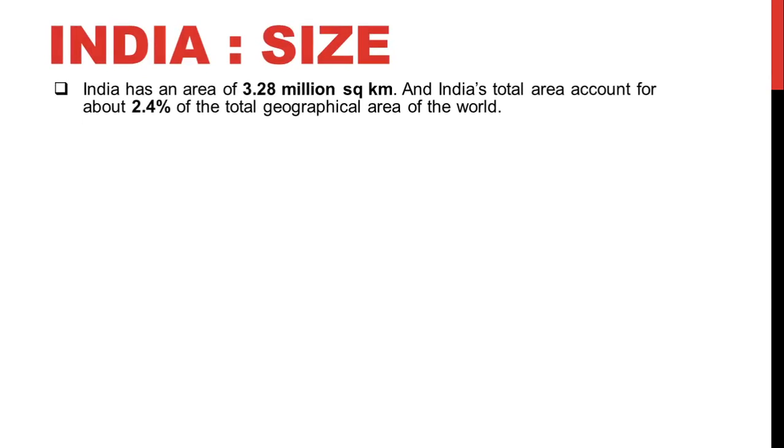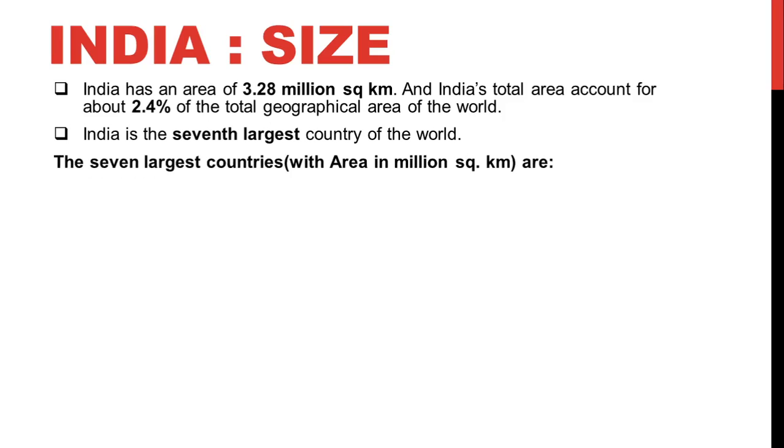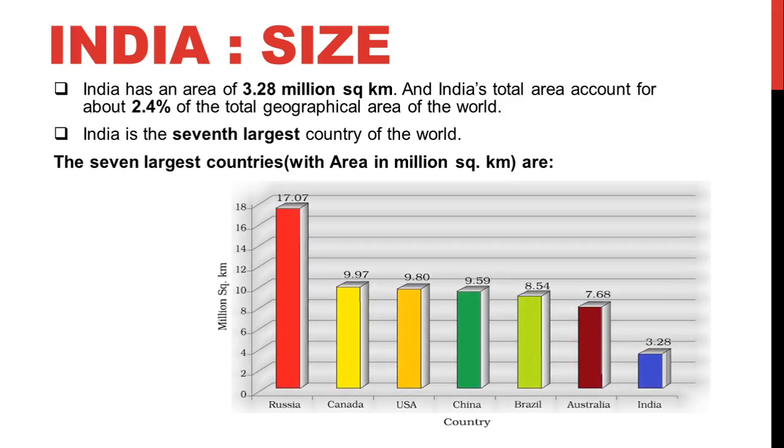India's size. India has an area of 3.28 million square kilometers, and India's total area accounts for about 2.4% of the total geographical area of the world. India is the 7th largest country of the world. The 7 largest countries are, with area in million square kilometers.